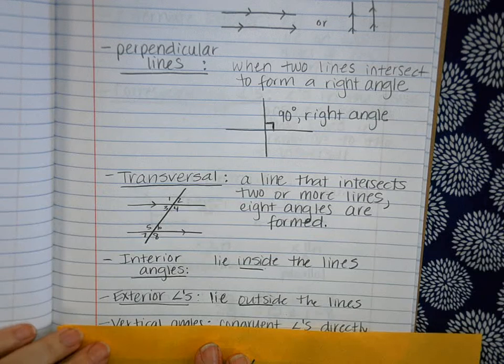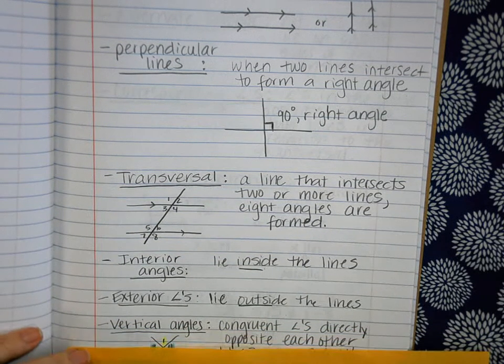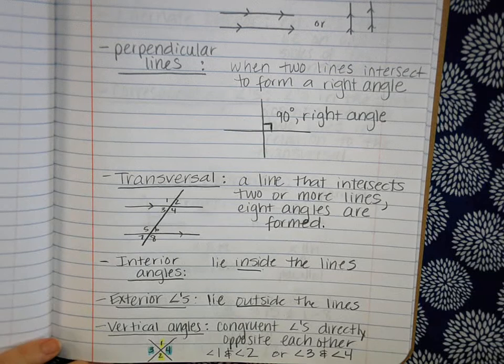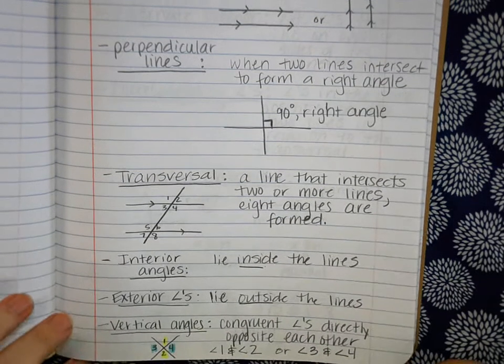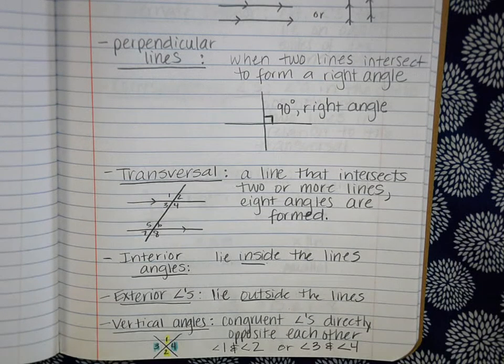And then the other one that we talked about, some of you knew already, vertical angles. Those are the ones that are opposite each other. Congruent angles are directly opposite each other. And I drew you a little picture. If you already know about vertical angles, you don't have to rewrite that. I know you're supposed to learn that before you get to Math 8, but you never know, right?